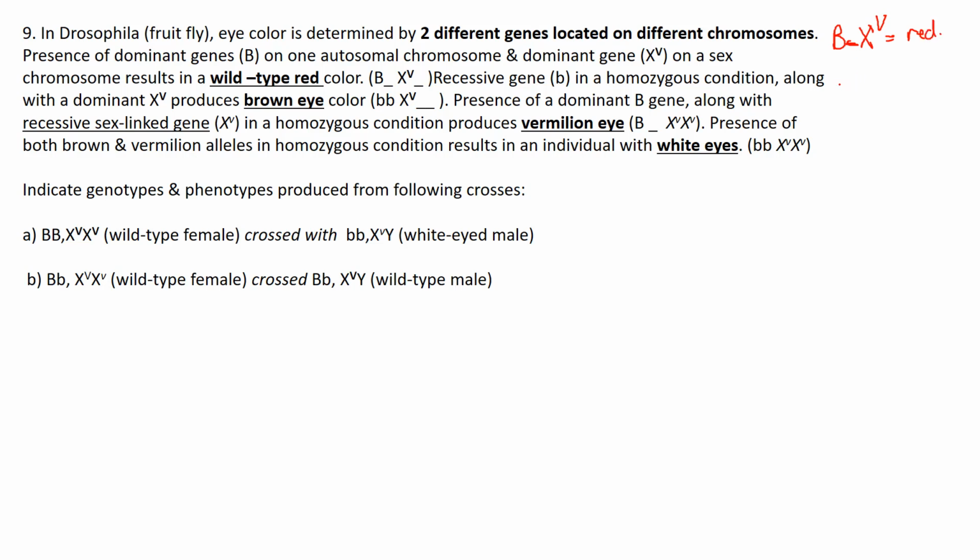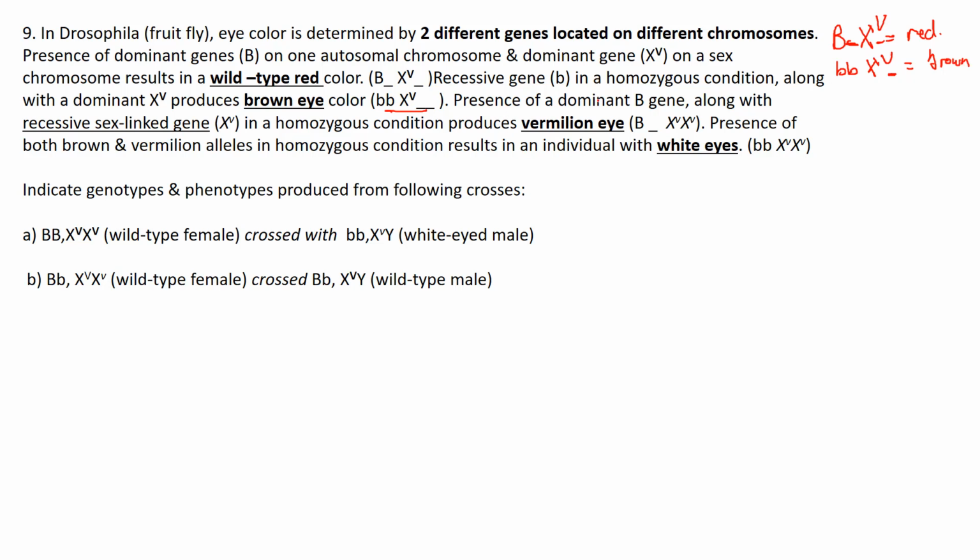Okay, wild type red. Now they're saying a recessive little b in a homozygous condition along with a dominant X with a capital V gives us brown eyes. And they've given us the legend here, so let's just transfer. That's all we're doing. Very difficult question, but that's why we've given some of the genotype or some of the legend here embedded in the question. That's going to be brown.